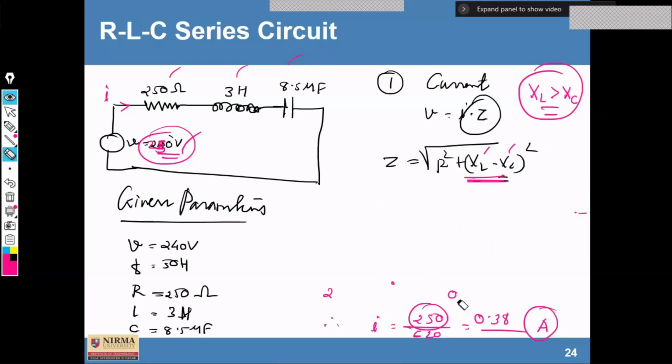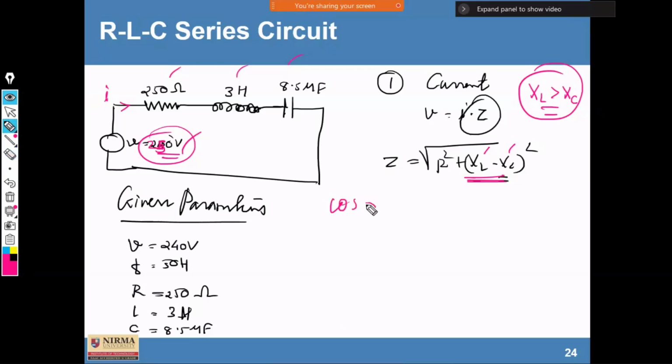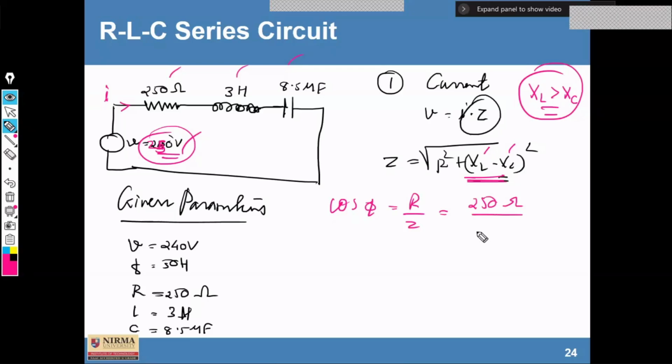The equation of power factor is cos phi, and we know that cos phi is R by Z, and the value of R is 250 ohm, and the value of Z is 620. Correct? Yes.